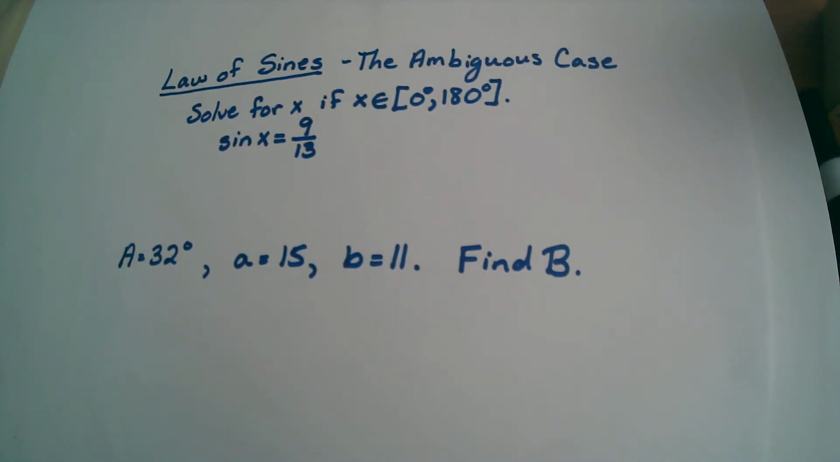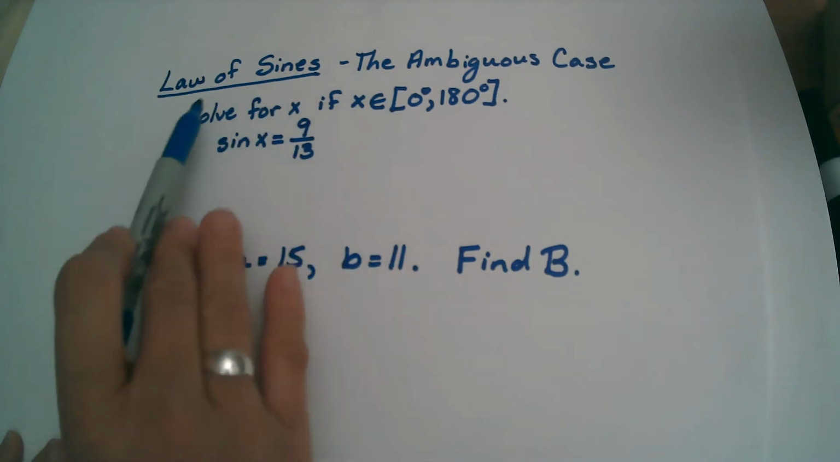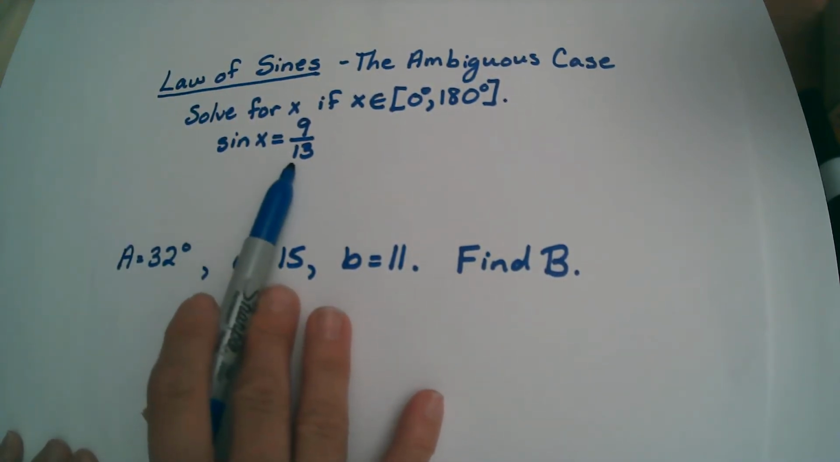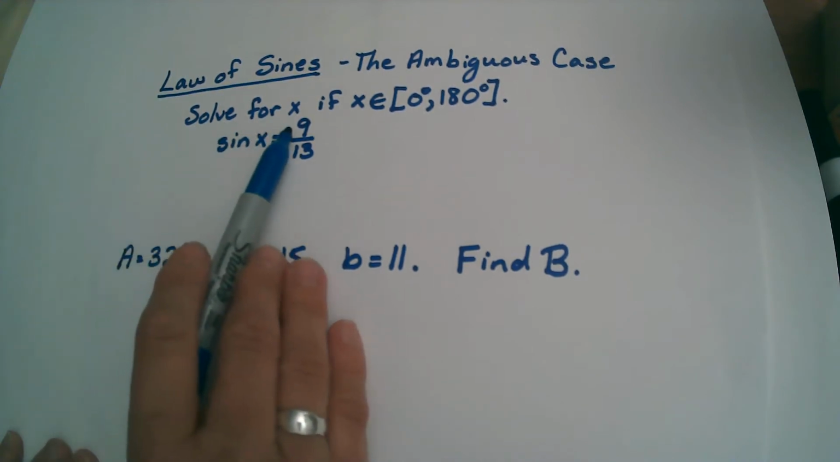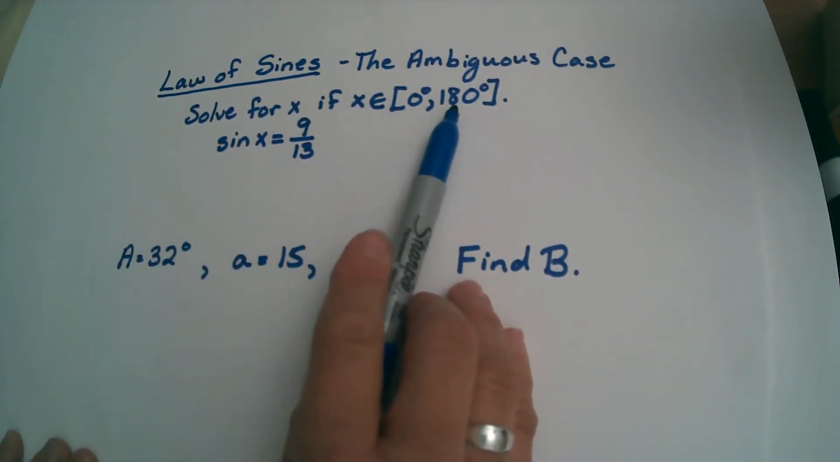Now we're going to talk about the law of sines, and in particular the ambiguous case that pops up sometimes when you're solving triangles. To get us there, I want to make sure we first solve this equation to remind you about what happens when you're solving an equation like this. We're going to solve for x if x is between 0 degrees and 180 degrees.